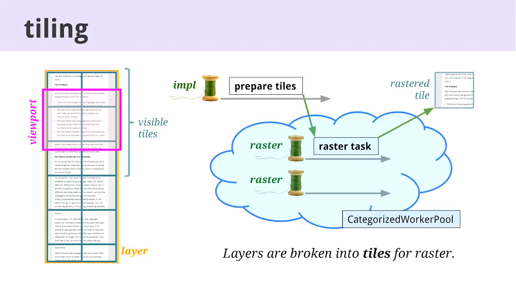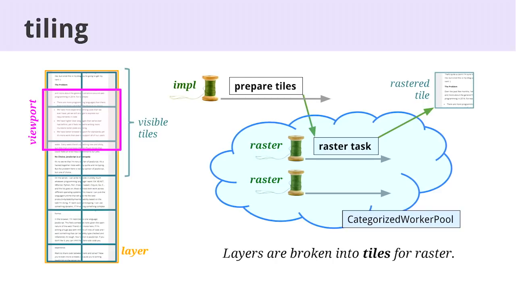Okay, so how does raster work in a compositing world? Remember, raster was the step that came after paint, which turns the paint ops into bitmaps. Now, layers can be large. Remember, for a scroll container, we have a layer for the entire scrolling content. So rastering the whole thing is expensive and unnecessary if only part of it is visible.